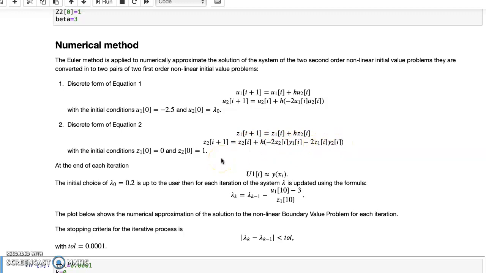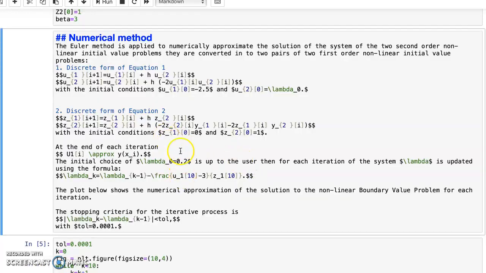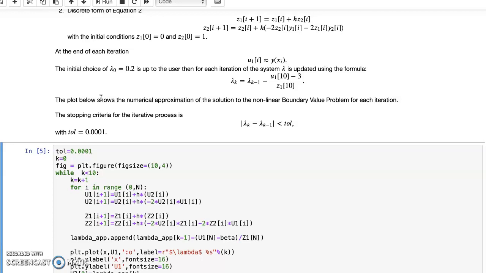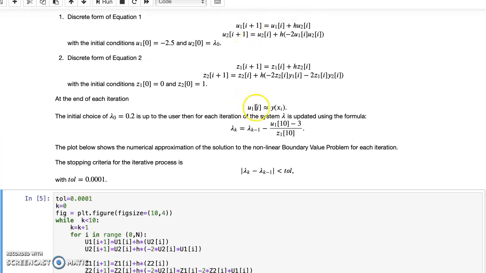Okay. And at each iteration at the end, we know that the approximate u1i is the approximate of y at xi. That's actually our answer. So we have our initial choice, 0.2. We need to find out what u1 at the last point is, which is 10, because we have 10 steps, and z1 at the last point.